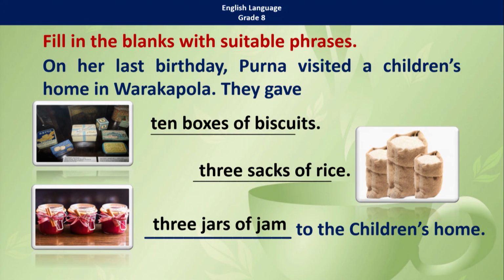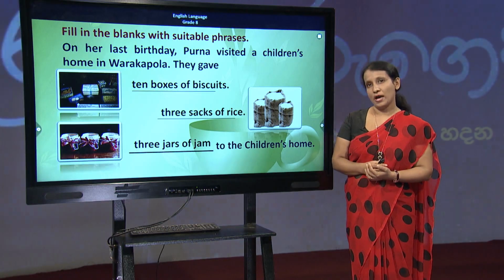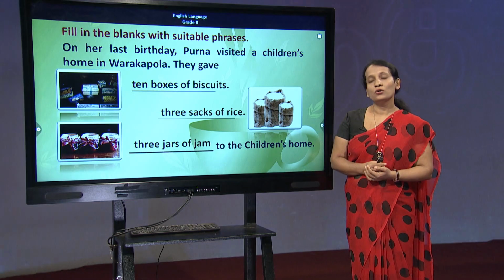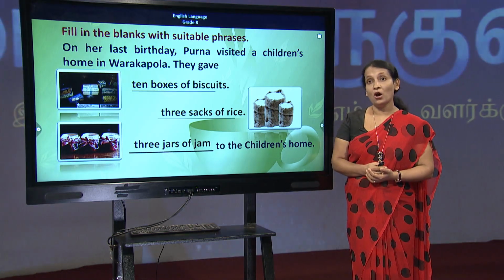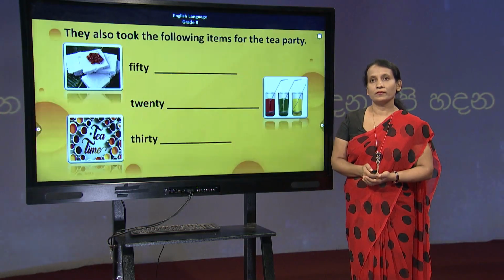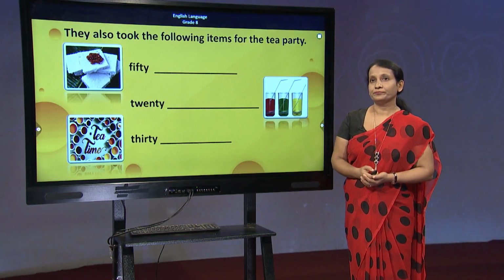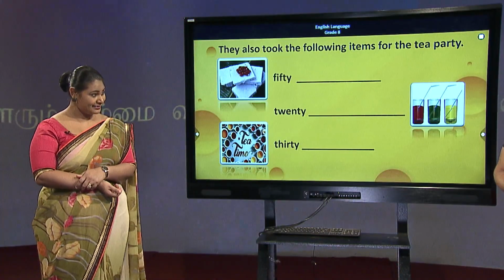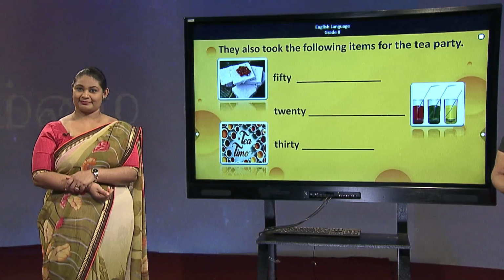Biscuits, rice and jam. See how we have formed the plural form of it. 10 boxes of biscuits, 3 sacks of rice, 3 jars of jam. This is what Purna had gifted to the children's home in Varakapola on her last birthday. So they also took the following items for the tea party. They had a tea party. Yes, they had a tea party as well, right?